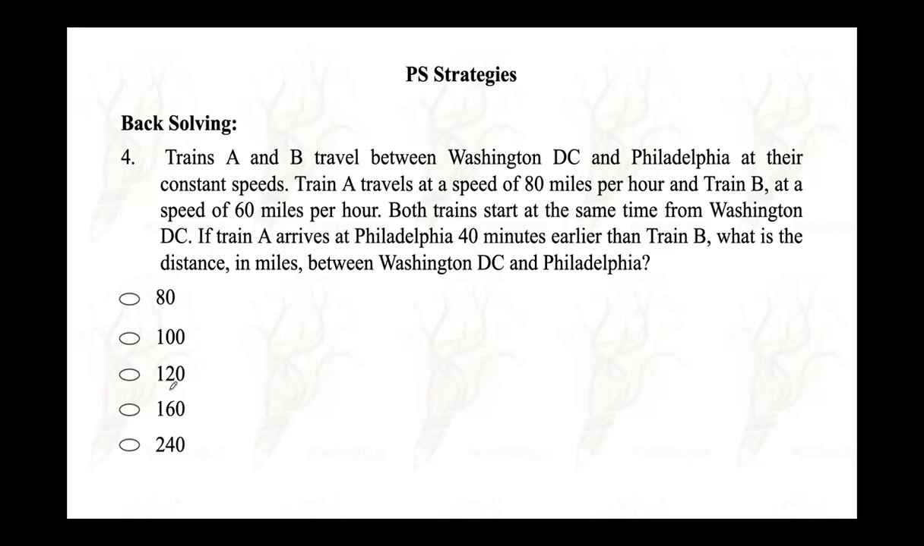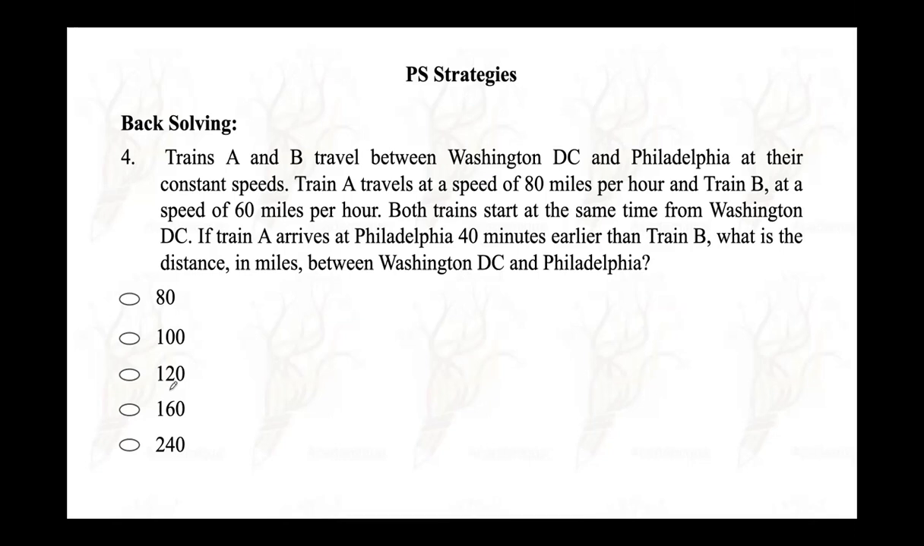Okay, so two trains, one train travels at 80 miles per hour, another train travels at 60 miles per hour. Both of them start at the same time, but obviously train A takes 40 minutes less than train B because it is very clearly traveling at a higher speed. They are asking for the distance.